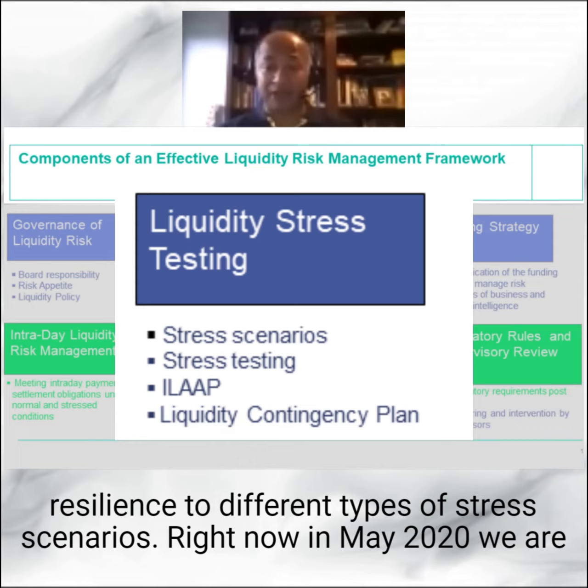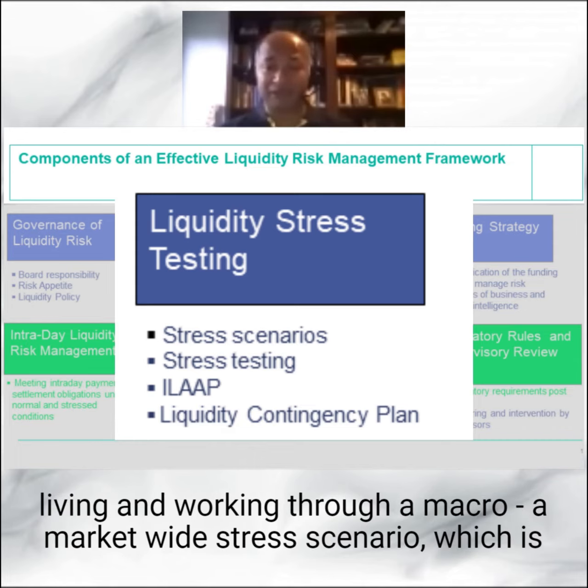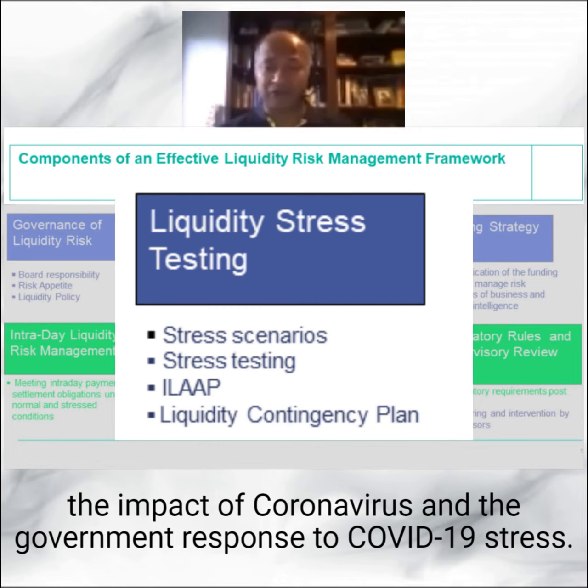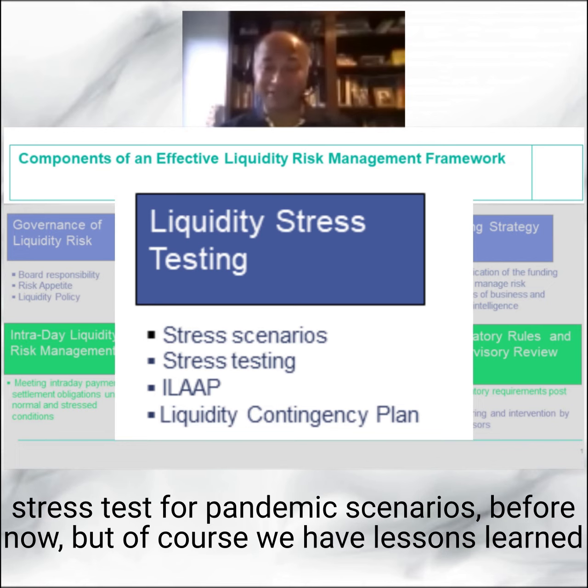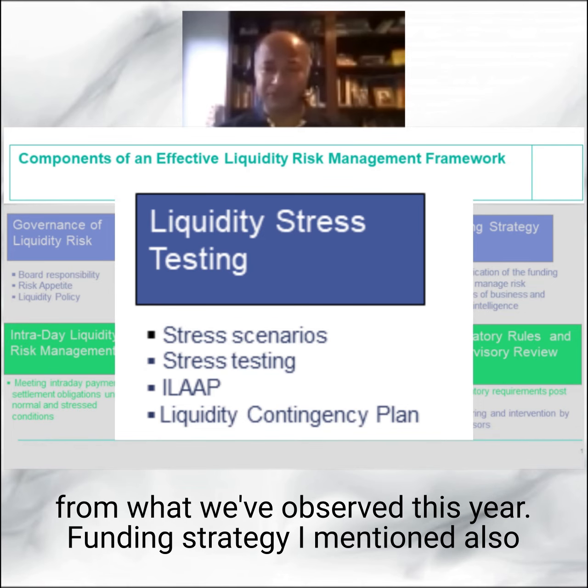Right now in May 2020, we're living and working through a market-wide stress scenario, which is the impact of coronavirus and the government's response to COVID-19 stress. So we've got that at the moment. I don't think any bank would have applied a stress test for pandemic scenarios, but now, of course, we have lessons learned from what we've observed this year in 2020.